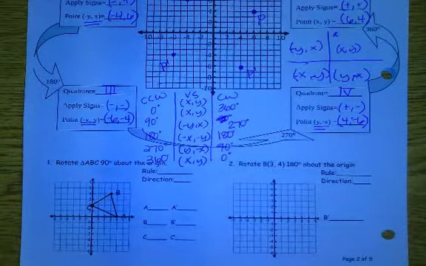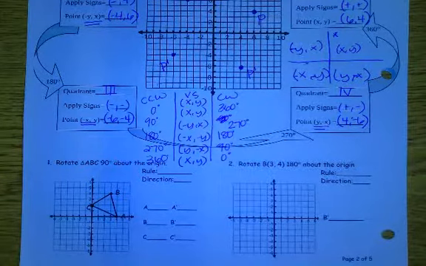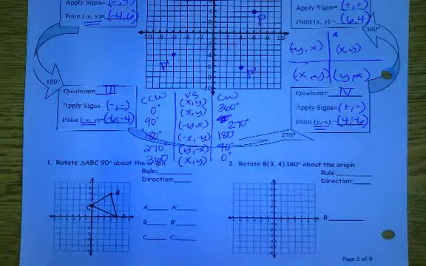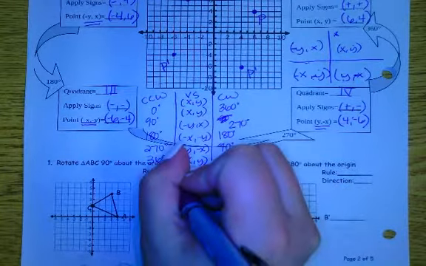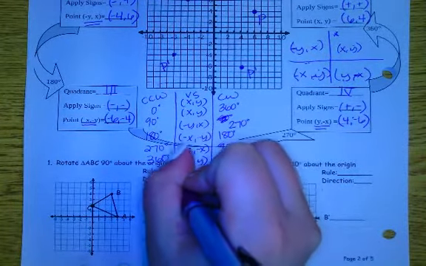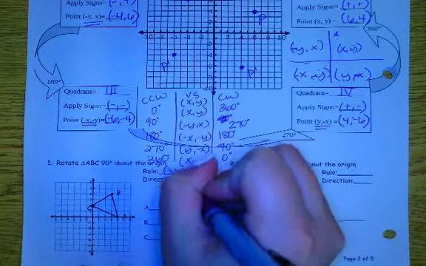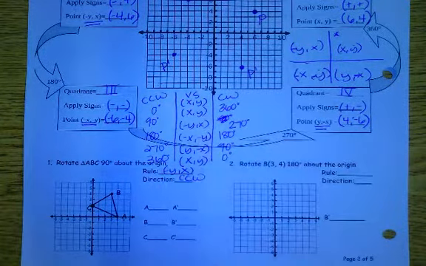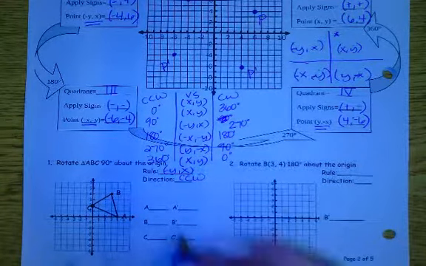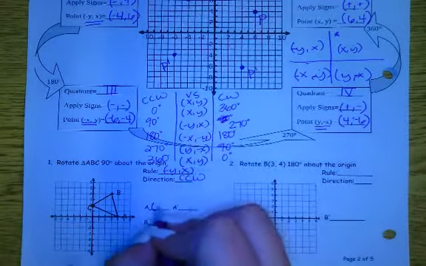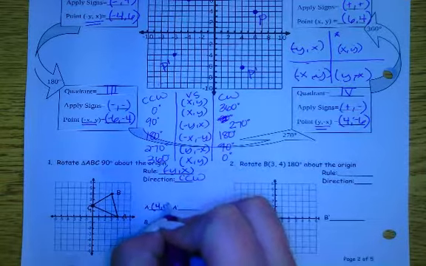Okay, number 1. Rotate ABC 90 degrees about the origin. What's our rule for 90 degrees? Negative y, x. Which direction? Counterclockwise. Okay, so where is A currently? 4, 0. Where's B currently? 3, 4. And C?